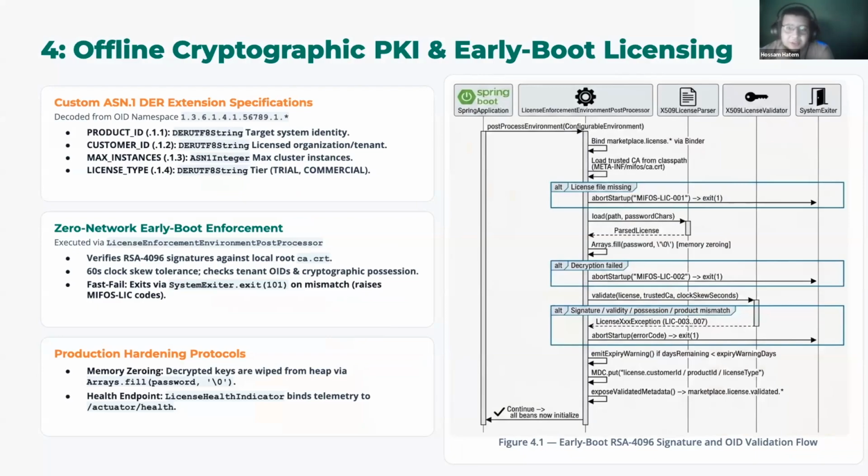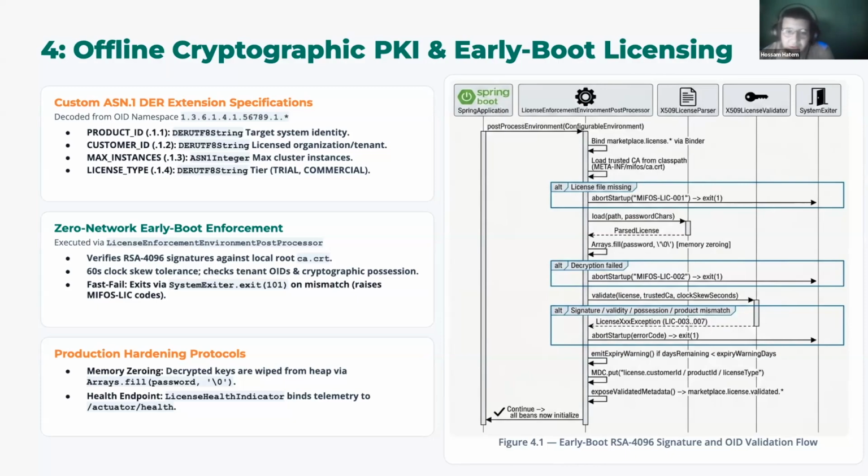So what makes our security architecture exceptionally resilient is that license validation happens offline. During early application startup, if you check the diagram, our license starter implements the Spring EnvironmentPostProcessor interface, executing before Spring creates business beans or connects to the database. Using Bouncy Castle, it parses the PKCS #12 bundle offline and validates the RSA signature against our local root CA.